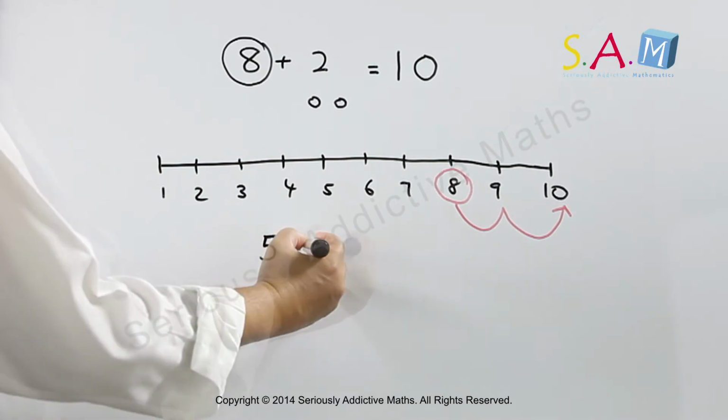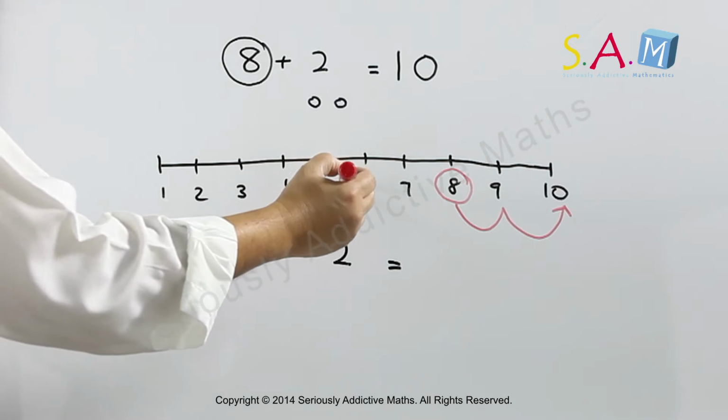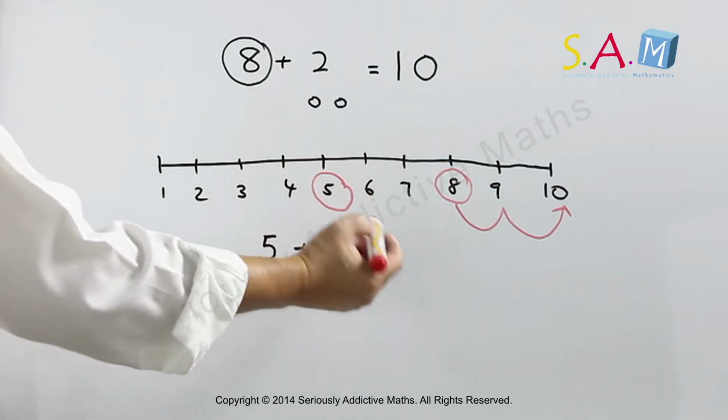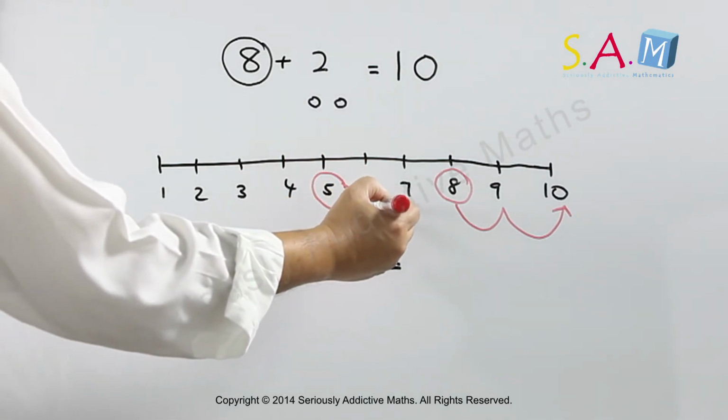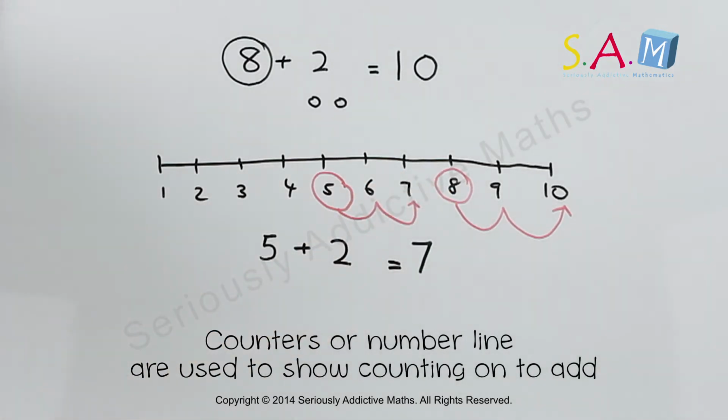I'm going to show you now another example. 5 plus 2 is equal to, let's see this. You have 5, you want to count on 2: 5, 6, 7. And the answer would be 7.